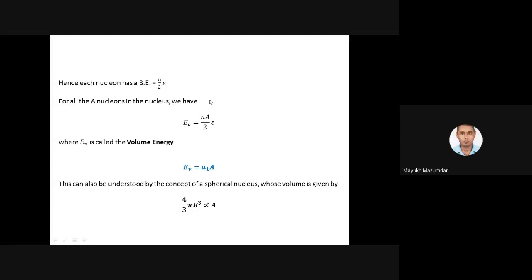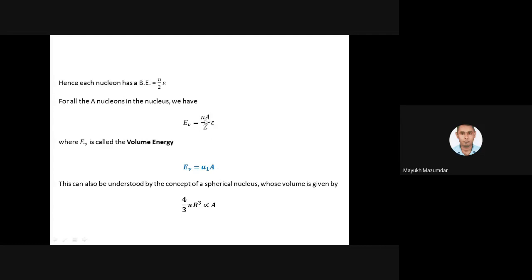Now that is for only you. You are the only passenger, one passenger. Suppose the bus has a number of passengers. That is, the nucleus has A nucleons. Simply multiply this by A. So this thing is very simple, and like this came an energy term which is due to the volume of the nucleus. This is called the volume energy term, or volume energy simply. That is, E_V equals nA by 2 times epsilon.